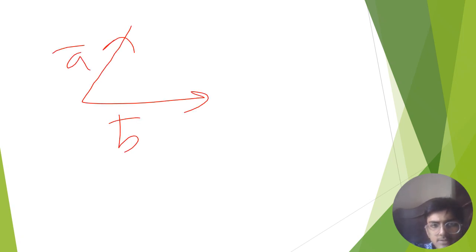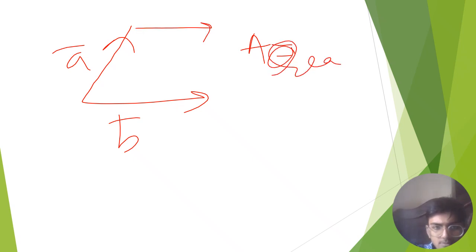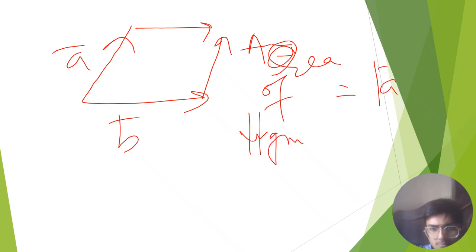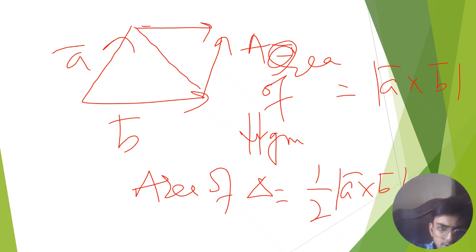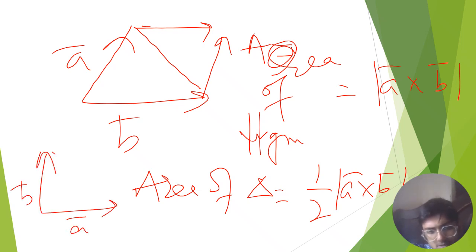So if two co-initial vectors are given, and we are required to find the area of the parallelogram which is created here, that will be magnitude of a cross b. Similarly, the area of a triangle will be half of a cross b. As you know, a parallelogram is made up of two triangles only. So in that way you can see, half of mod a cross b.